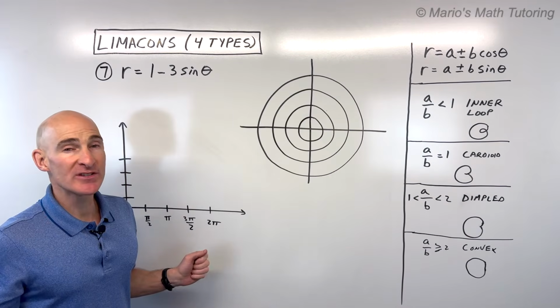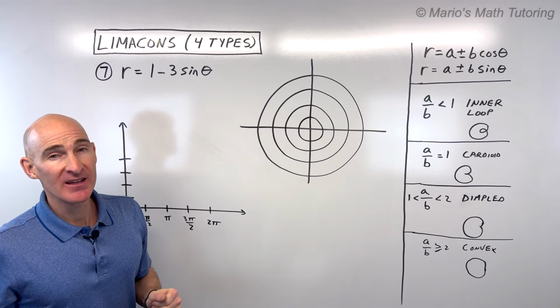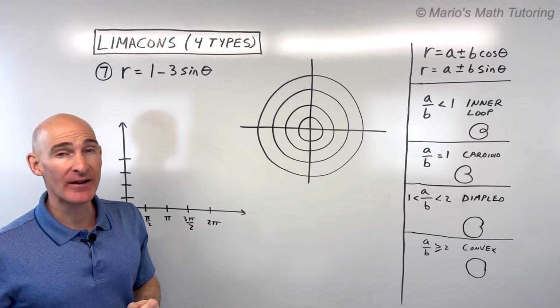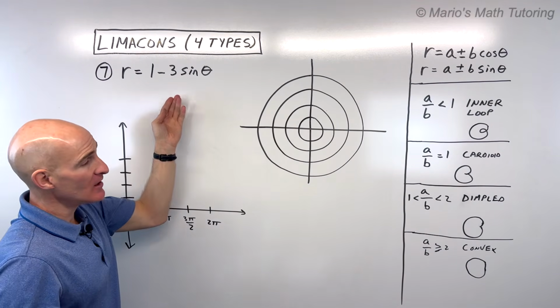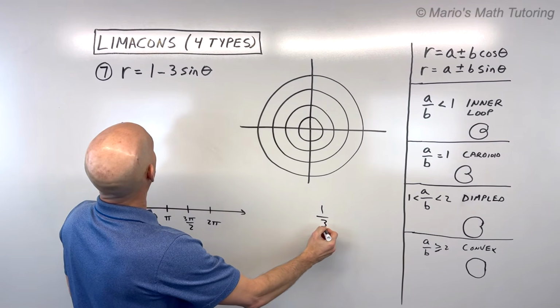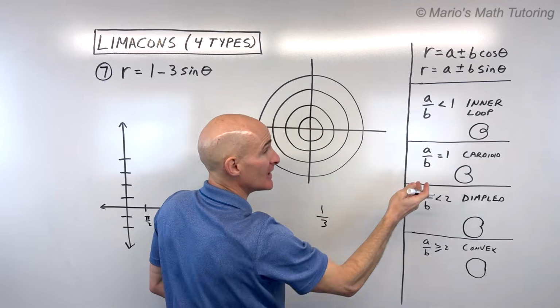Let's take a look at the next example. See if you can do number 7. We've got R equals 1 minus 3 sine theta. So pause the video, see if you can do that one and get a good sketch of the graph. Now, as you know, the way I like to do it is to analyze the A over B, which in this case is 1/3, which is less than 1, which tells us that we have an inner loop.